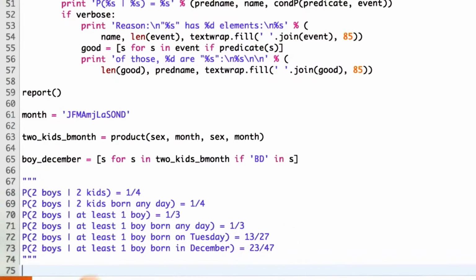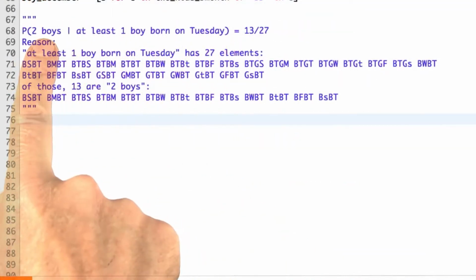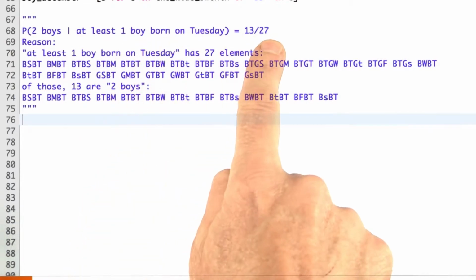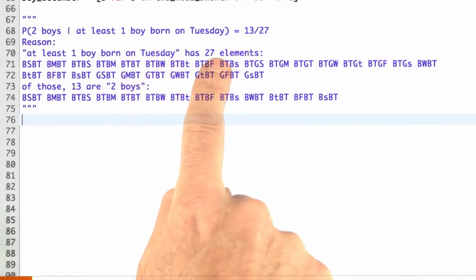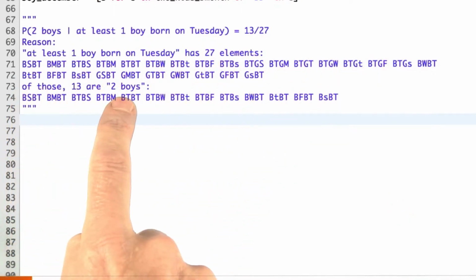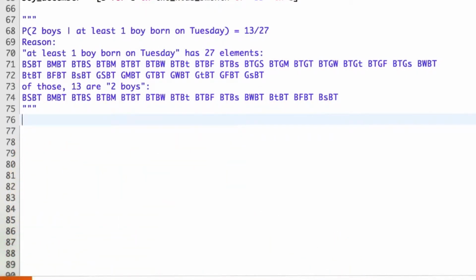Now I can turn on the verbose option to report. In that case, here's what I see. The probability of 2 boys given at least 1 boy born on Tuesday is 13/27, and here's the reason. At least 1 boy born on Tuesday has 27 elements, and there they are. And of these, 13 are 2 boys, and there they are. And so you can't really argue with that. You can go through and make sure that that's correct, and you can look at the other elements of the sample space and say, no, we didn't miss any. So that's got to be the right answer.